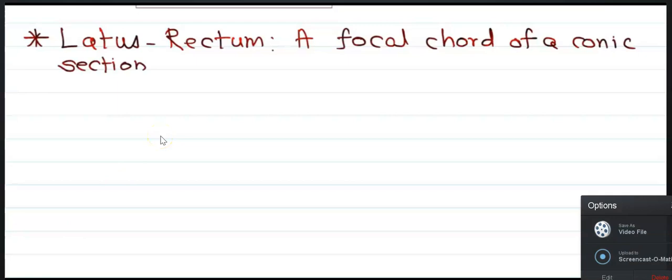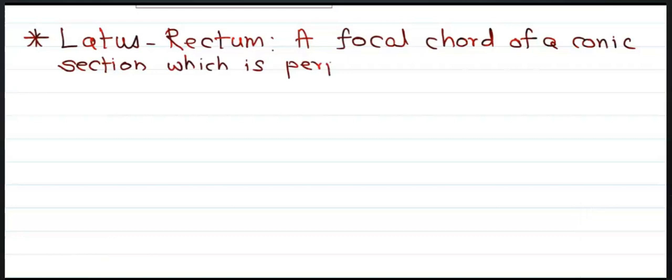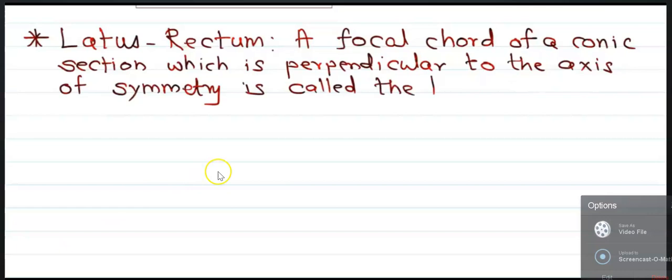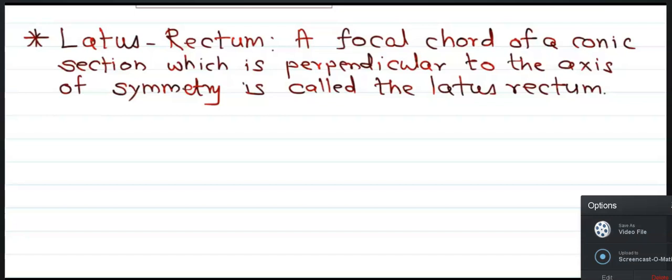Now what is meant by the latus rectum? A focal chord of a conic section which is perpendicular to the axis of the conic, the axis of symmetry, is called the latus rectum. That is, म्हणजे असा focal chord असणार आहे की तो त्या axis of symmetry ला perpendicular असणार. It's called the latus rectum. A focal chord of a conic section which is perpendicular to the axis of symmetry is called the latus rectum.